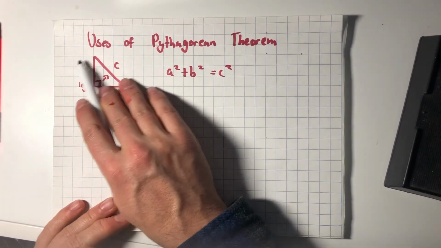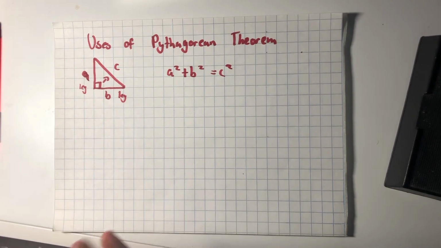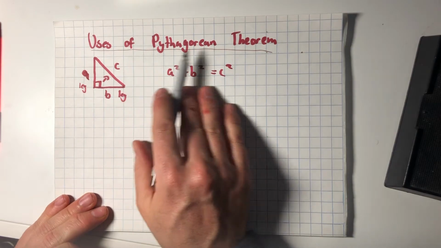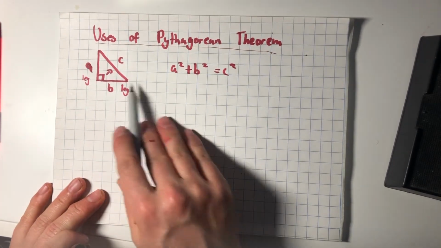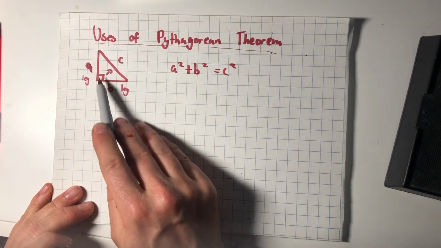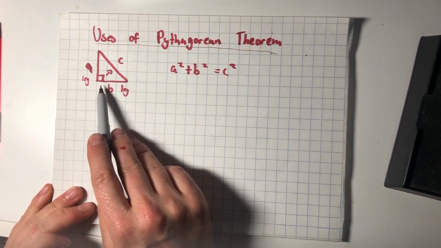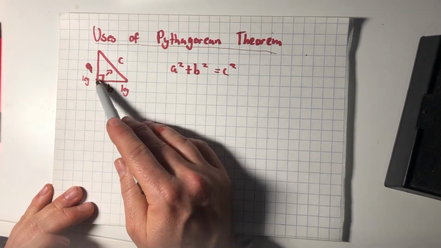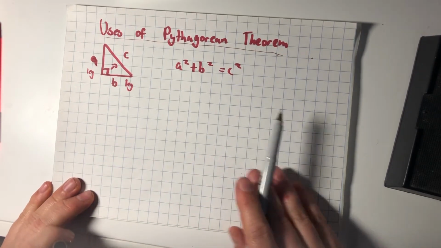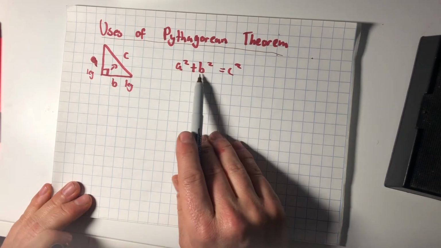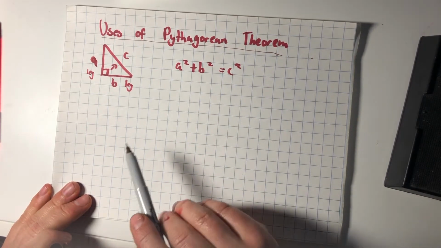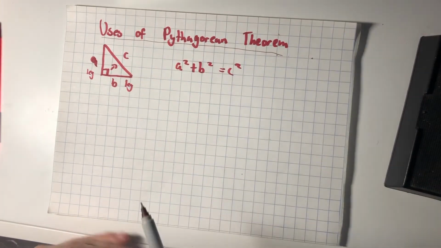Hey guys, we're talking about the uses of the Pythagorean theorem. So I've drawn a triangle, and the Pythagorean theorem only applies to right angle triangles. The sides that form the vertex of the 90 degrees, we call legs. The side of the triangle across from the 90-degree angle we call the hypotenuse. The formula is the two legs squared, a squared plus b squared, always add up to equal the square of the c side.